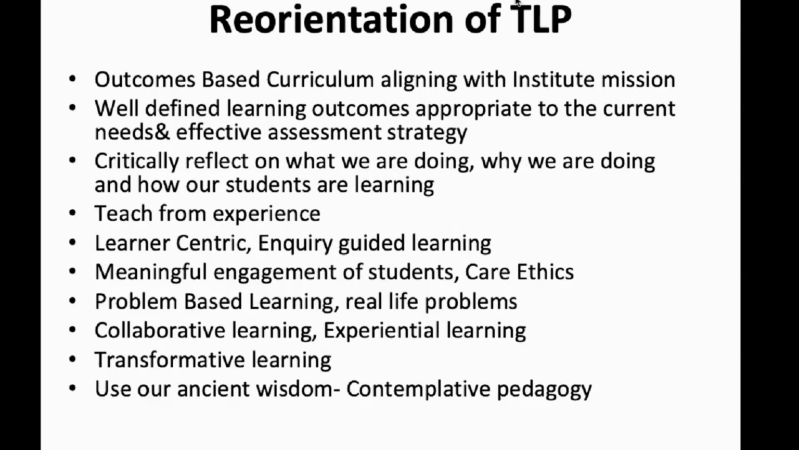Now, well-defined outcomes are also not there. What have we done in writing the outcome? We cut and paste from other universities, thanks to the internet. Do we really see that some of the assessment strategies may not suit the Indian population? Now, critically reflect on, this is the most important.